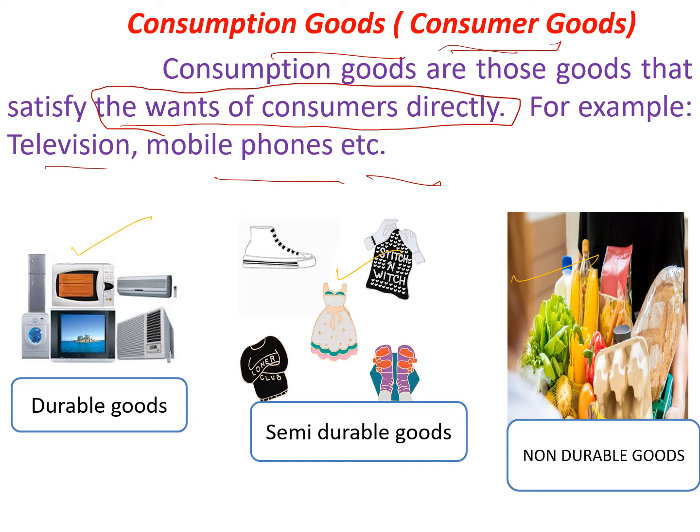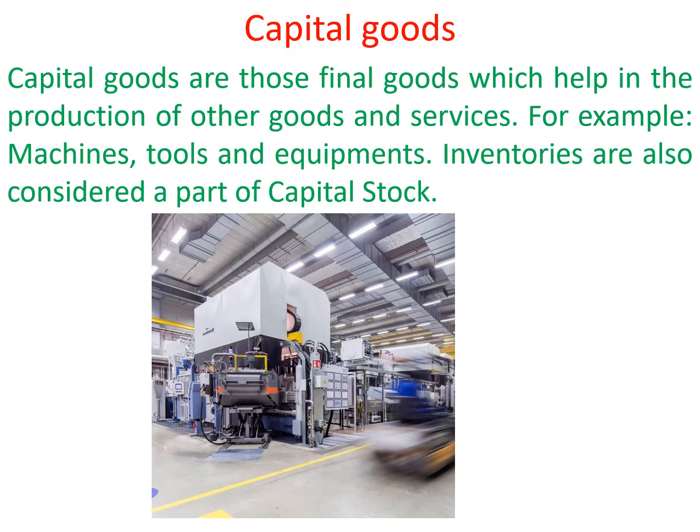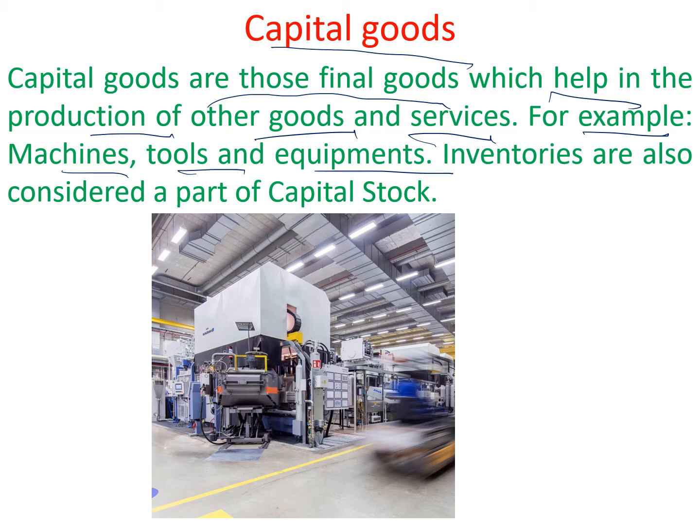Next one is capital goods. What is capital goods? Capital goods are those final goods which help in the production of other goods and services, for example machines, tools, equipment. The machinery is the final good of one company, but it is purchased by another firm to produce some other goods, that is called capital goods. It is an asset. Capital is nothing but an asset.